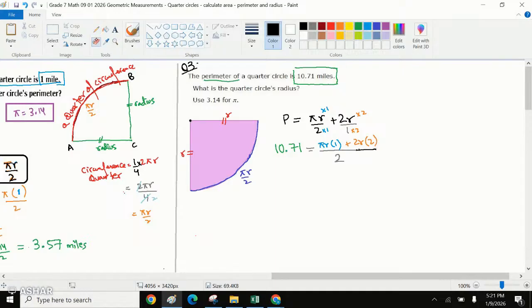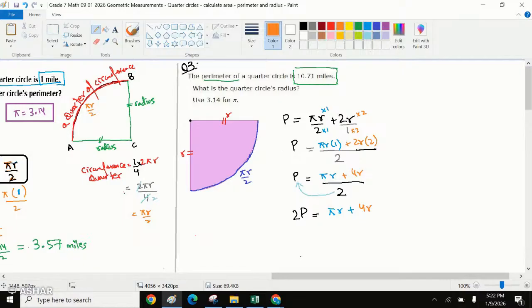Why do we need to simplify this? Because there are two variables with the perimeter, with the radius, right? So can we say perimeter is equal to pi r plus 4r divided by 2. Can we cross multiply this value of 2 to the other side? So can we say 2 perimeter would be equal to pi r plus 4r.